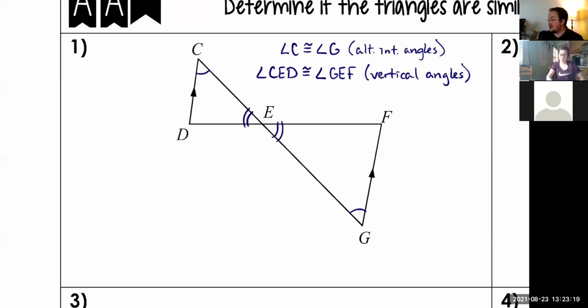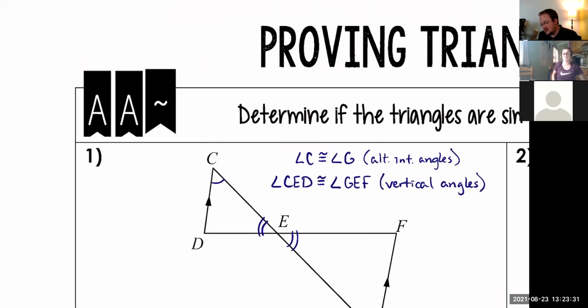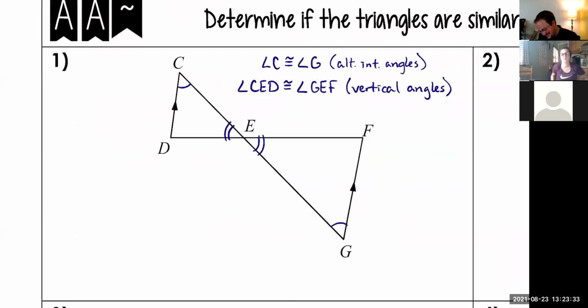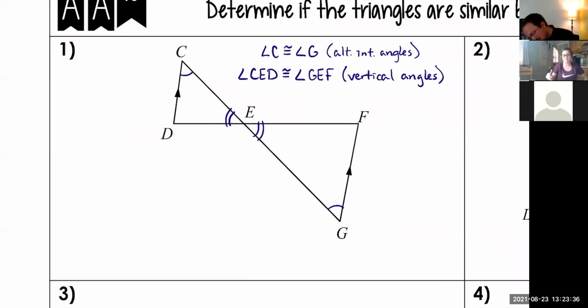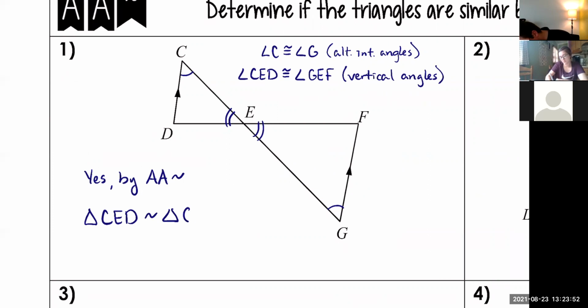Do I have enough information to say that these triangles are similar? Yes. By which type of similarity? Angle, angle. In fact, spoiler alert, this whole section is going to be angle, angle. So we can say yes. I'm going to say by angle, angle similarity, we can then say that triangle CED is similar to triangle GEF.